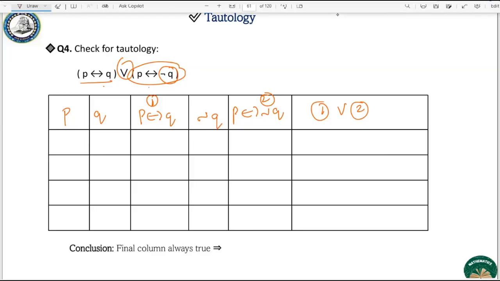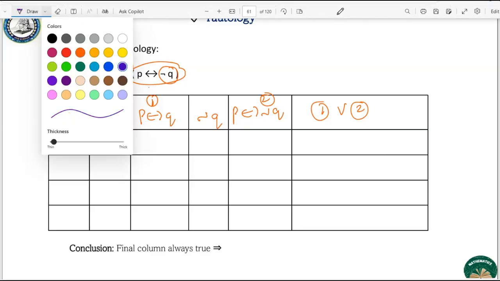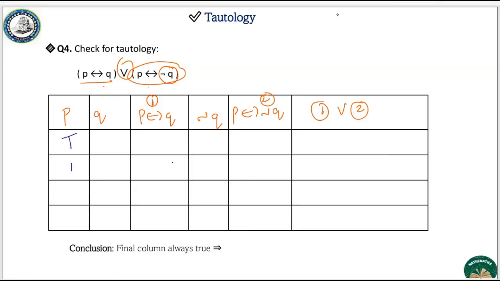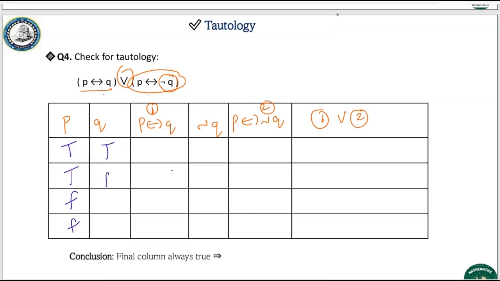So now how to simplify this? We are going to find it is T and T, F and F. Then it is TF, TF, TF. Then double implication means if both are T, same, the answer is T. If both are F, the answer is T. Otherwise, it is false. Then you have negation Q. Whatever we have Q, we'll negate it. That is T means F. If it is F, it is T. T, it is F. And F, it is T.